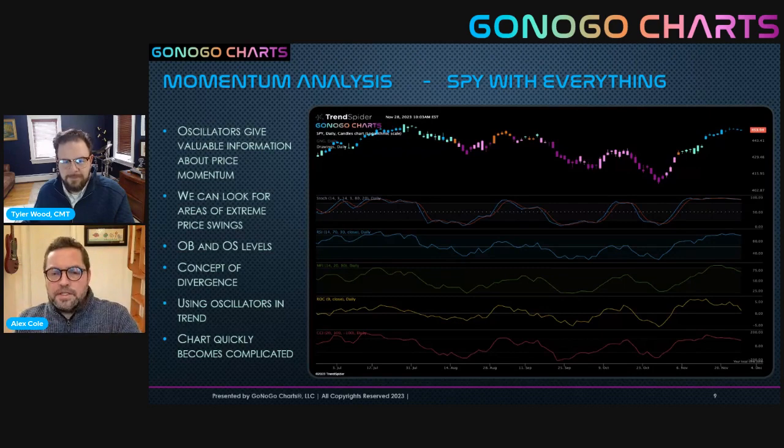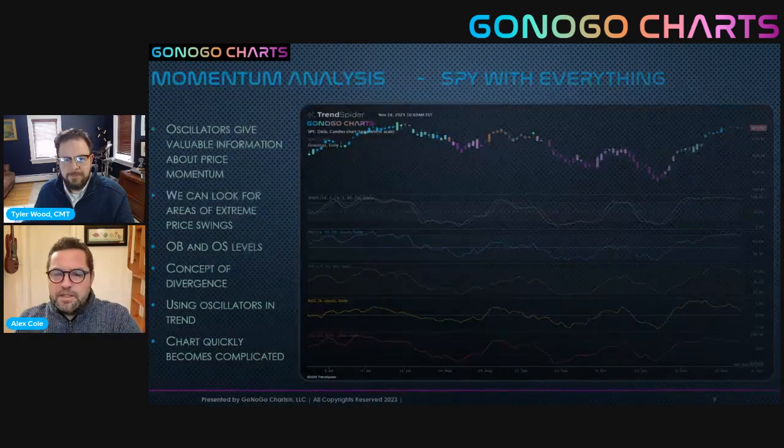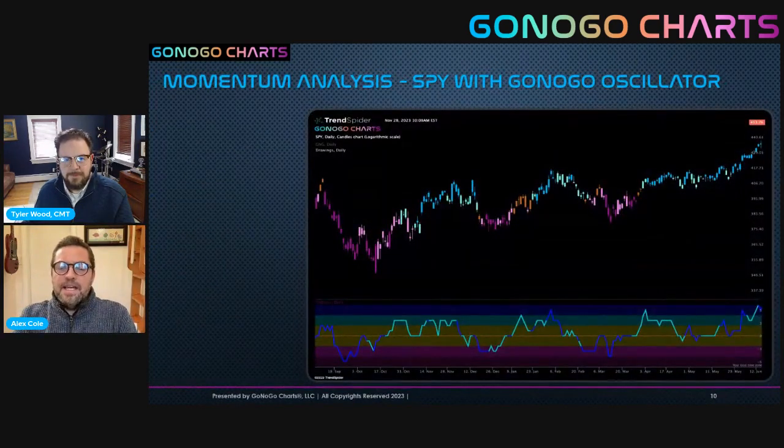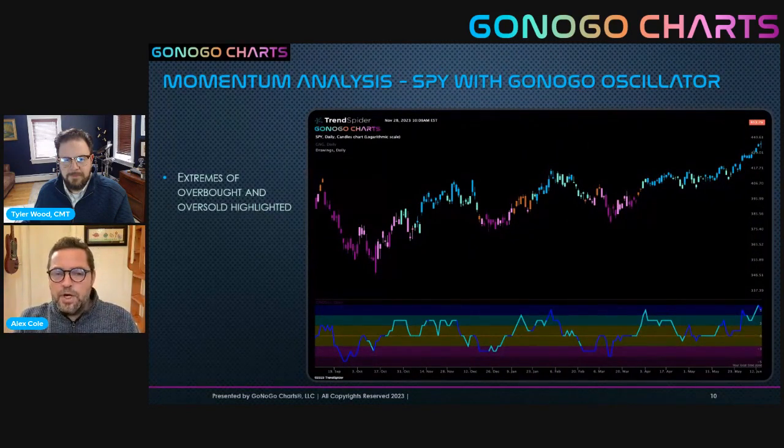So if we move on to the next slide, we want to introduce the GoNoGo oscillator. What we've done here is take all of the information that we find people using that's the most robust, most tested, some of those core concepts of momentum, and blend it into one oscillator, just like we did with GoNoGo trend. So we have one oscillator on the bottom of our price panel that gives us the information we need, Tyler. Now this is range bound from -6 to +6.